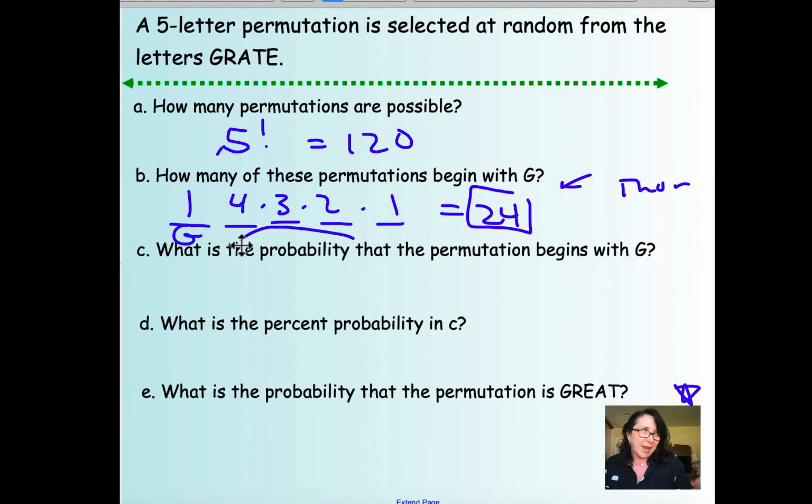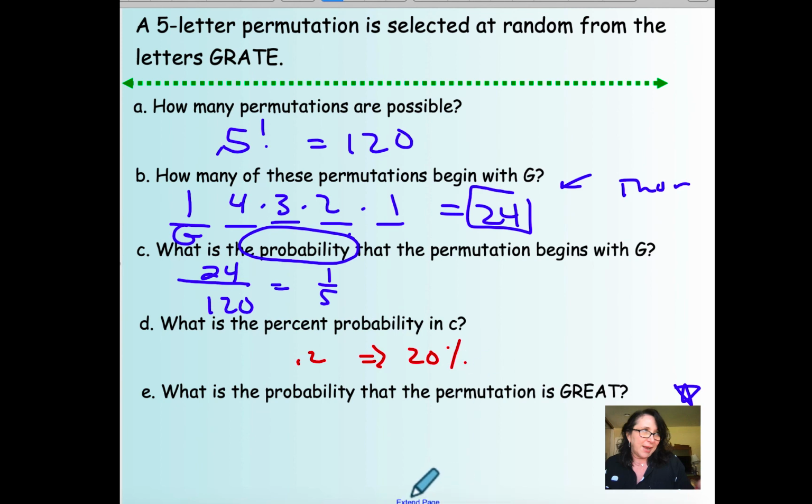Now, what is the probability that the permutation begins with G? So every time they say probability, we are going to take that value, 24, out of the event happening out of the total number of outcomes, which is 120, and reduce that, you get 1/5. Next, we want to know what is the percent probability. Well, you just divide 1 divided by 5. That's 0.2, which is actually 20%.